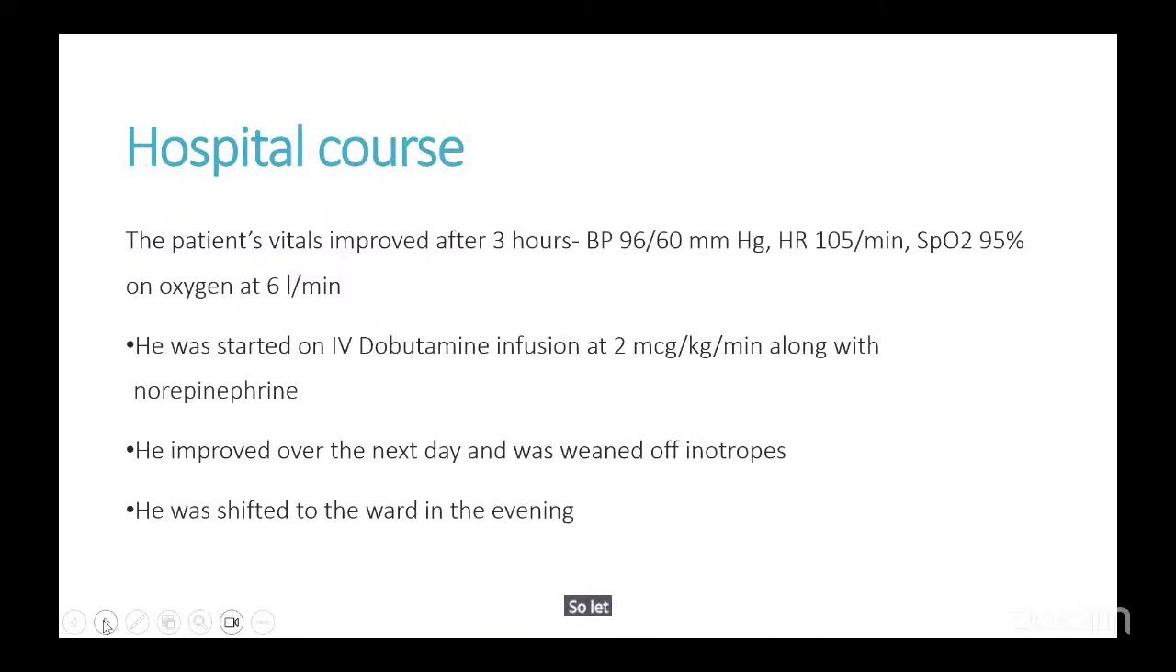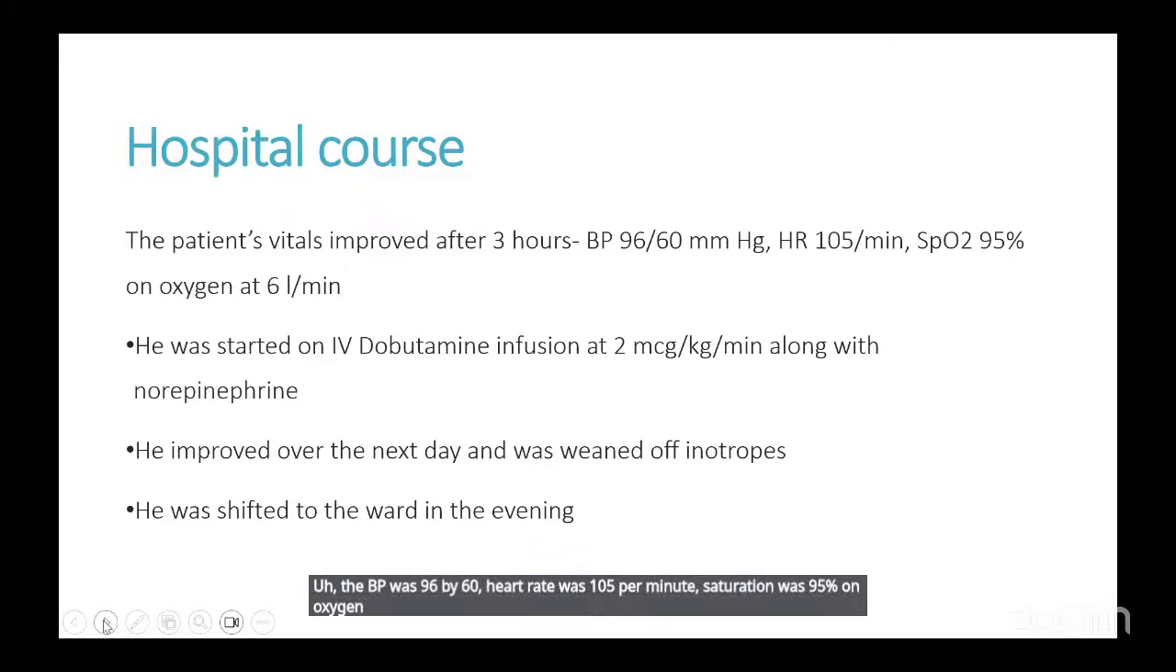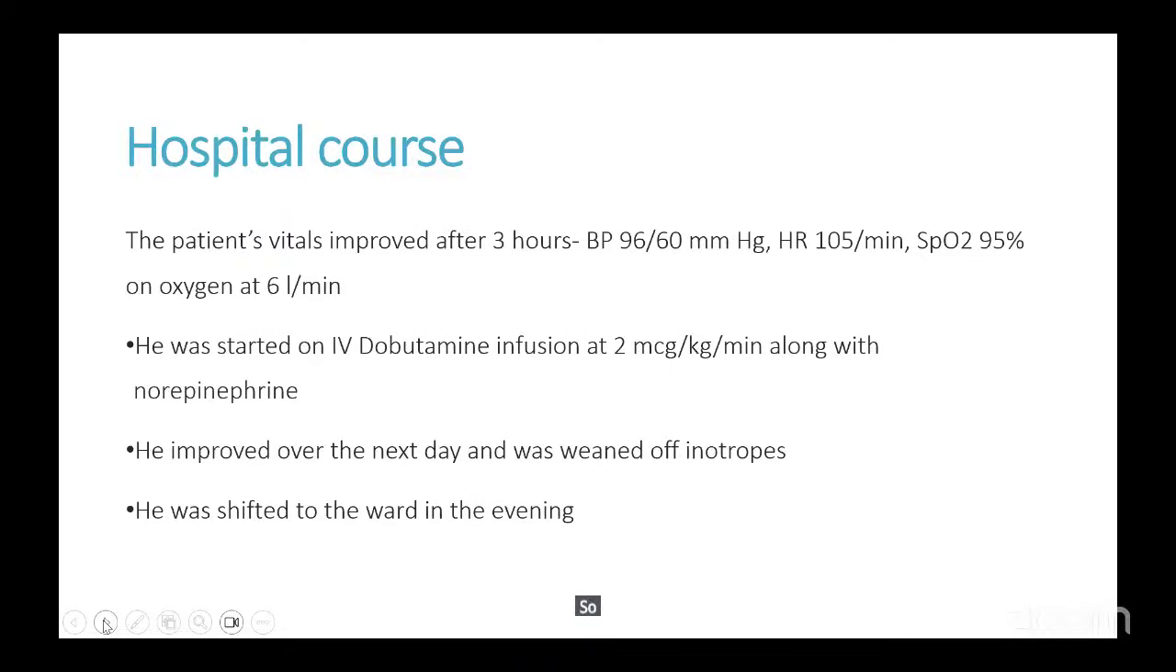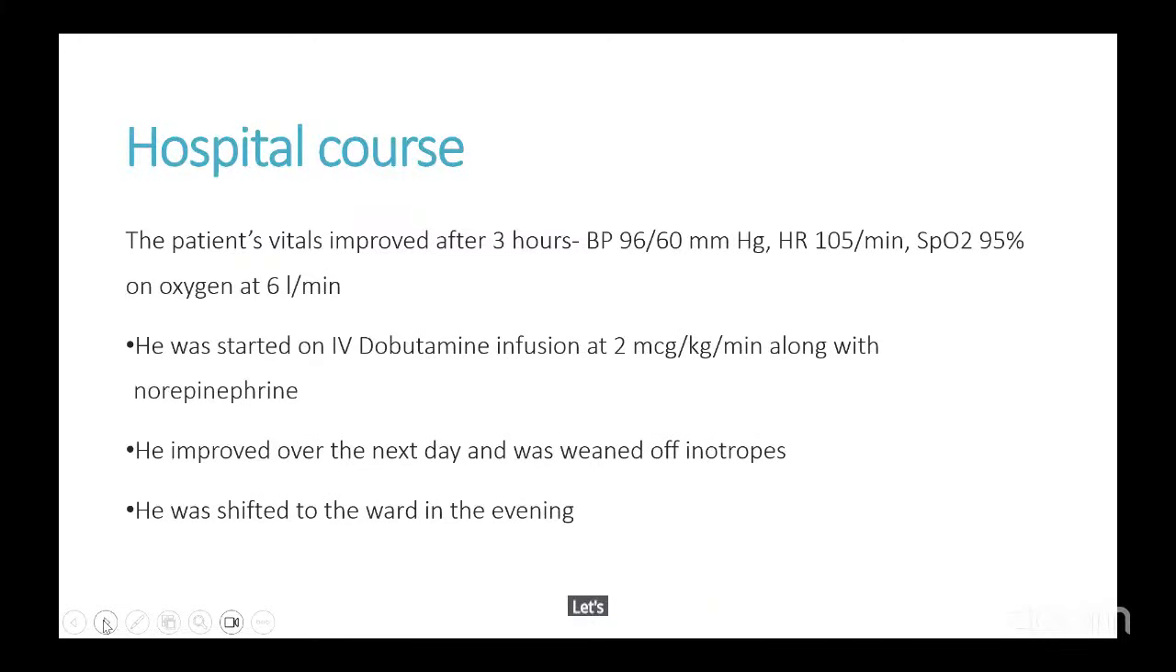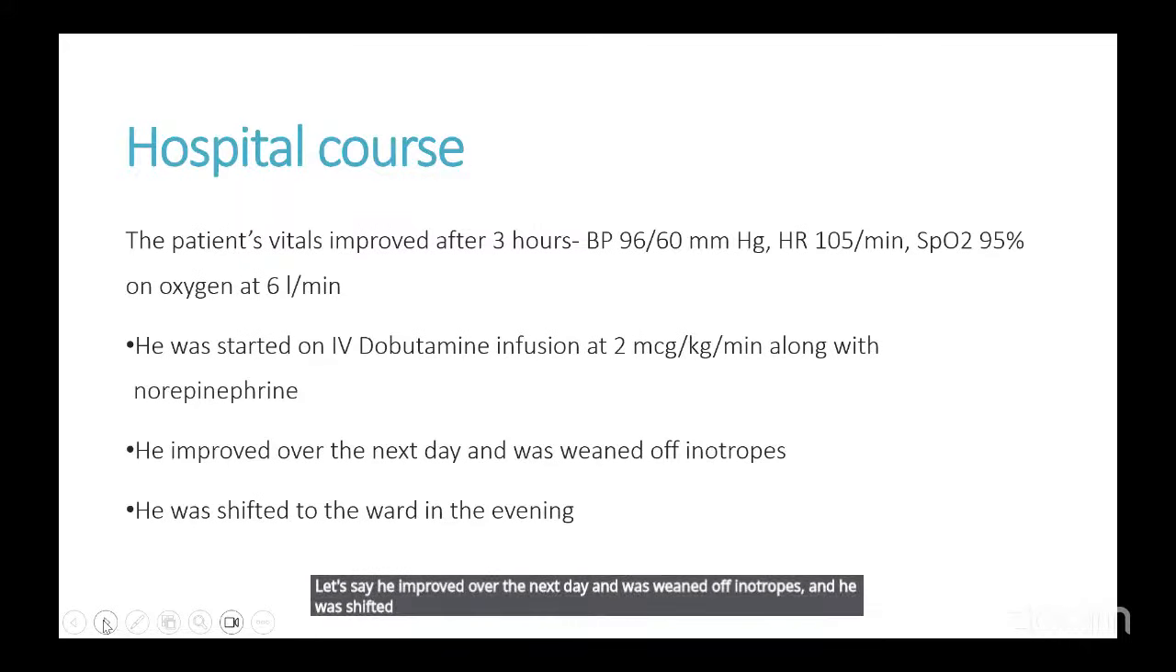So let's say the patient's vitals started improving after 3 hours. The BP was 96 by 60, heart rate was 105 per minute, saturation was 95% on oxygen at 6 liters per minute. So we started him on IV dobutamine infusion at this point at 2 microgram per kg per minute, along with the norepinephrine. Let's say he improved over the next day and was weaned off inotropes, and he was shifted to the ward in the evening itself.